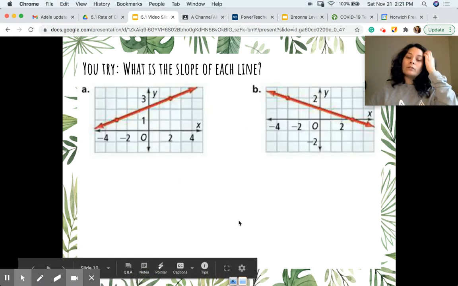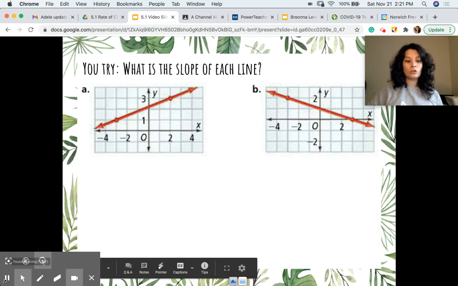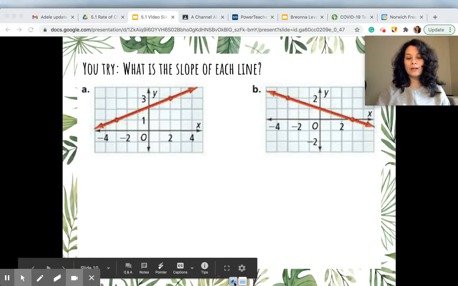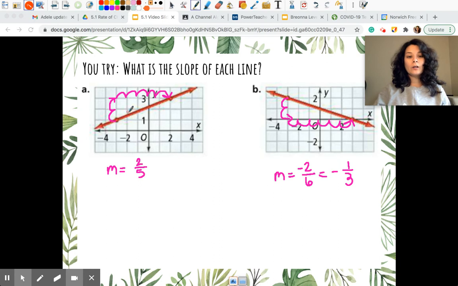So I'm going to pause the video here. I'm going to give you a couple to try. And then when you unpause the video, you should see some solutions. Okay, so here are the slopes that I'm getting for each one. Regardless of which points you started with, you should have gotten a positive 2/5 for the first one and a negative 1/3 for the second one. Notice that it was 2/6 first and that it reduced.